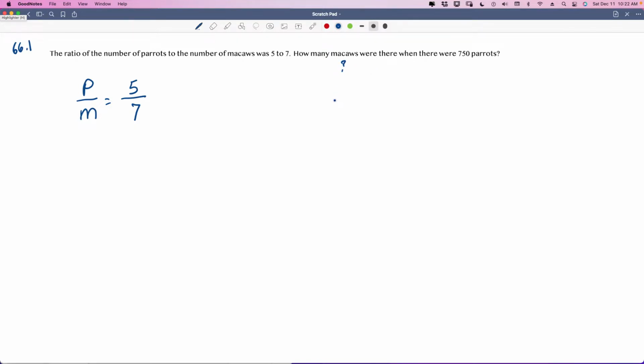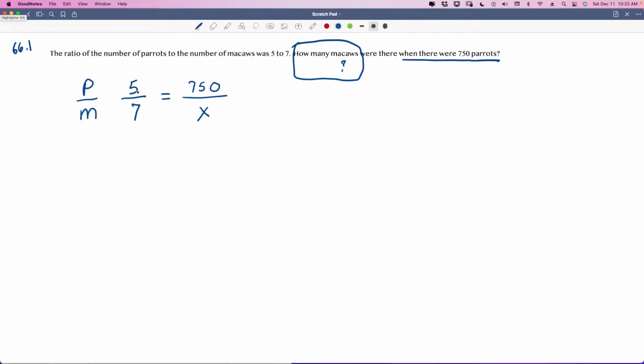So we don't know how many macaws. That's what we're looking for. So if we have, let me erase this little equal sign, 750 parrots. We put it on the same line as our ratio for parrots, and that was 5. So we put 750 parrots, and we put X for the number of macaws, because we don't know how many macaws. That's what we're asking right here. How many macaws when there were 750 parrots? 750 parrots, we don't know how many macaws.